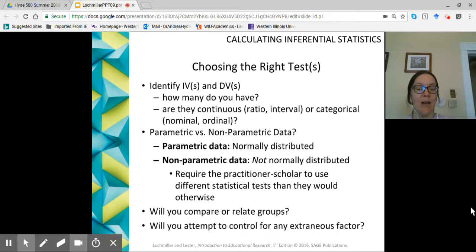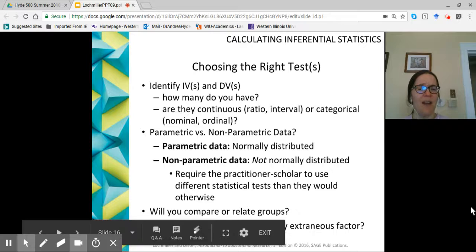You have to count how many of each you have. Are they continuous, right? Either ratio or interval, or are they categorical, either nominal or ordinal? Are they parametric or non-parametric? That just means normally distributed. And usually if you have a non-normally distributed set of data, then you're going to use a different statistical test. So that's why it's important to take a look at whether you have a normal distribution or not.